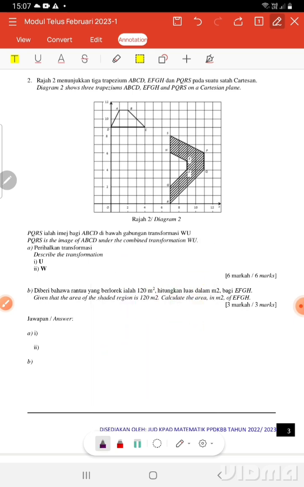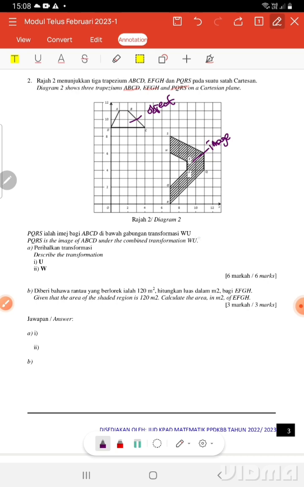Okay, diagram 2 shows 3 trapezium ABCD, EFGH and PQRS on a Cartesian plane. PQRS is the image for ABCD. So where is PQRS? The bigger one is the image. For ABCD, ABCD is our object, under the combined transformation WU. So for question A, describe the transformation U and W.